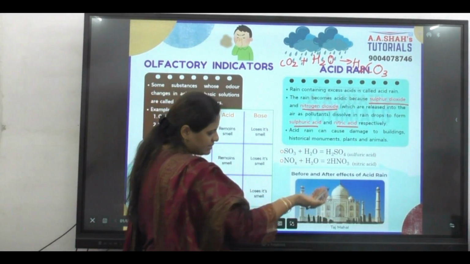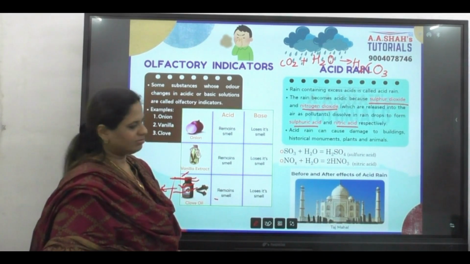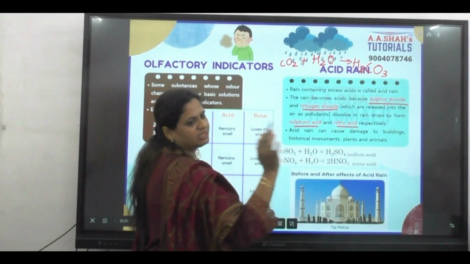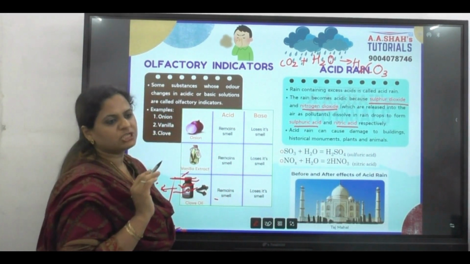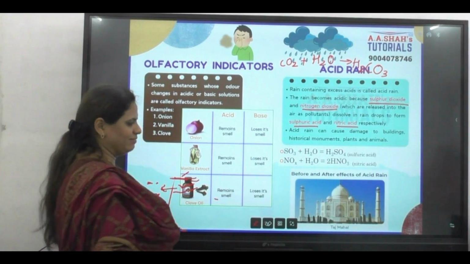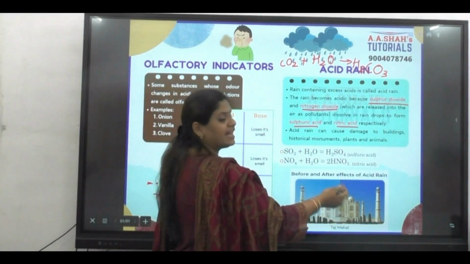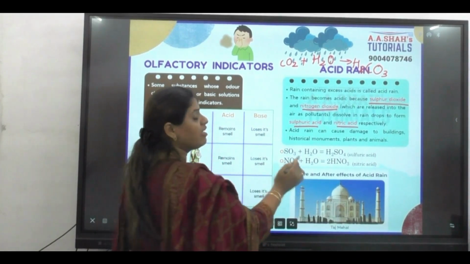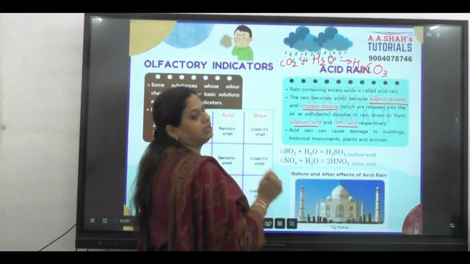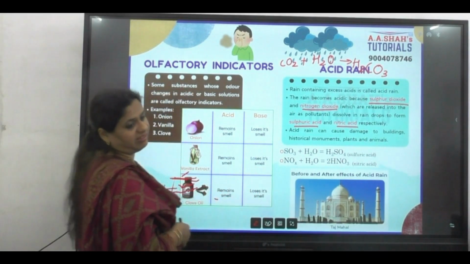Here you can see the Taj Mahal. What difference can you see in the two sides of the image? Color. This side is whitish and this side is yellowish. The Taj Mahal is made of marble, and marble, because of the action of the acid, has turned yellowish. This is the effect of acid rain because of pollution on historical monuments. One of the wonders of the world is changing its color.